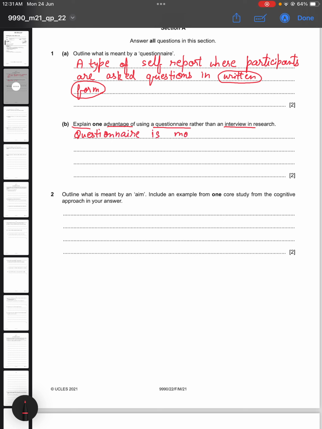is more ethical and it requires less social desirability from the participant side.